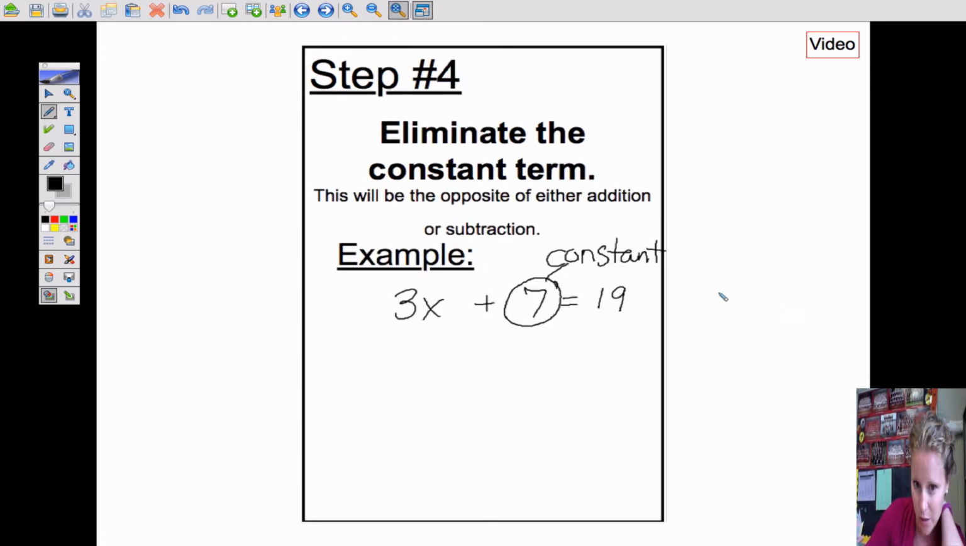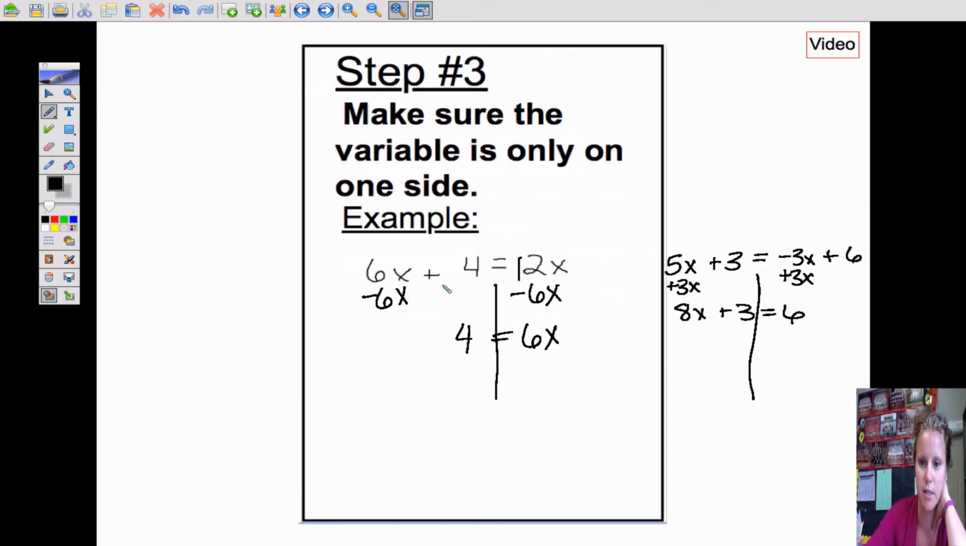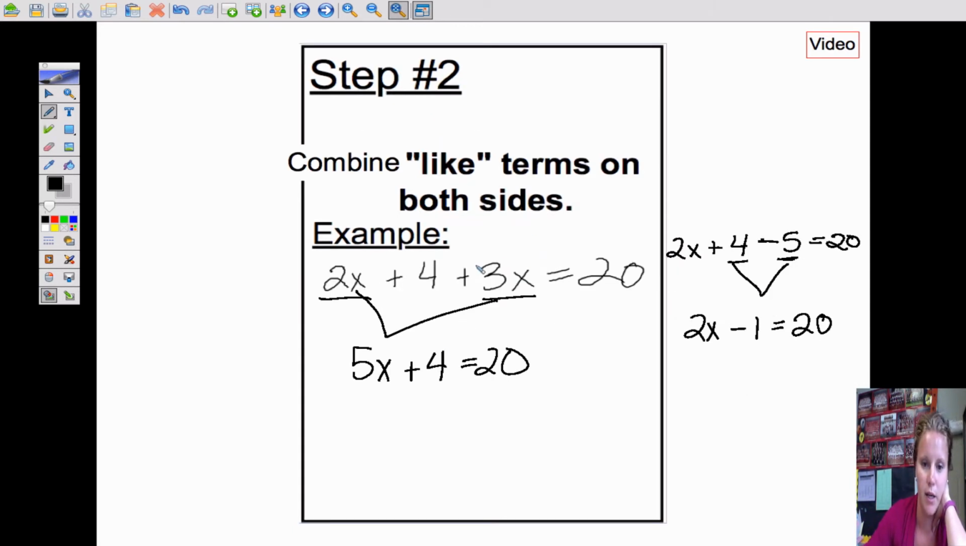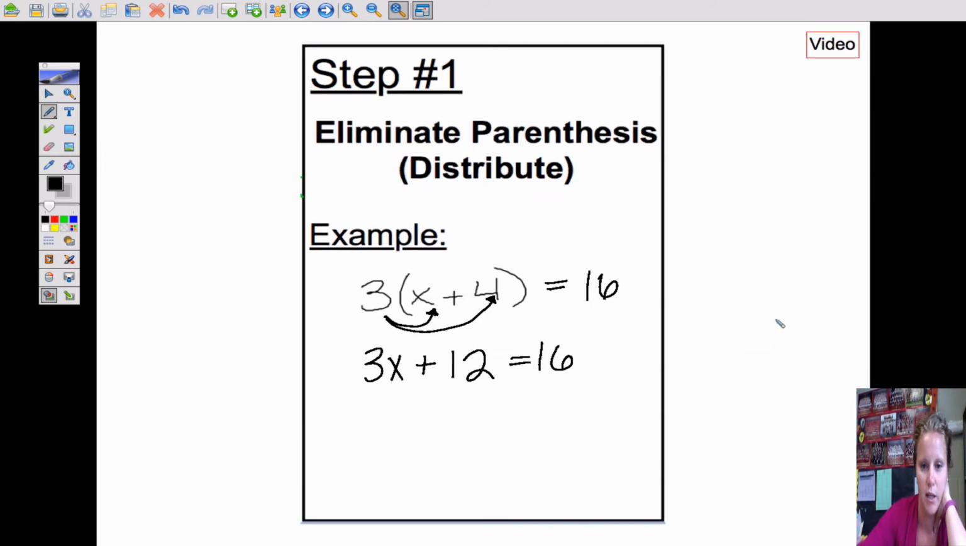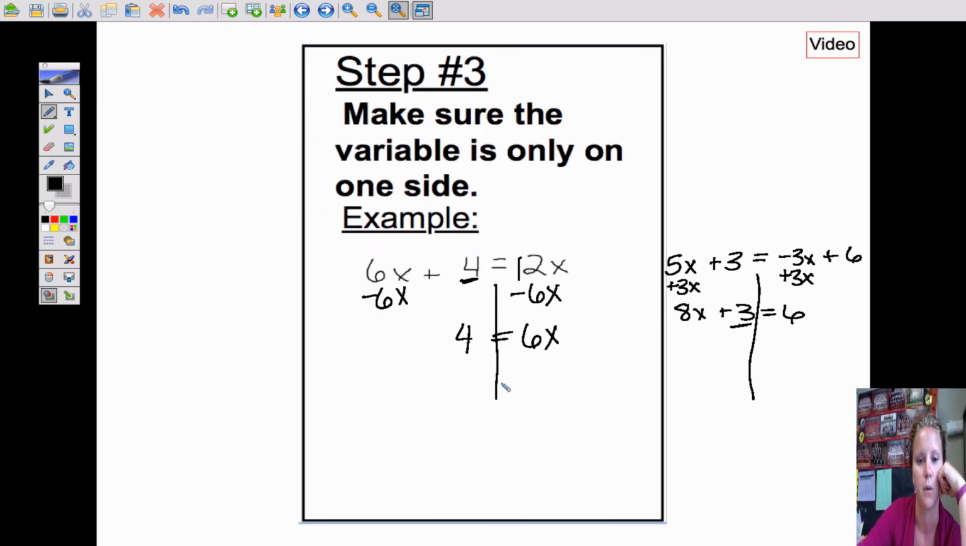Step number 4 is to eliminate the constant term. The constant term is the term that's on the same side as x, but it doesn't actually have the x with it. So if we go back and we look in these examples, here the constant term would be 3. Here the constant term would be 4. Here the constant term would be 4 as well. Here the constant term would be negative 1. And there the constant term would be 12. Okay, so it's that constant term. It's that whole number, basically.